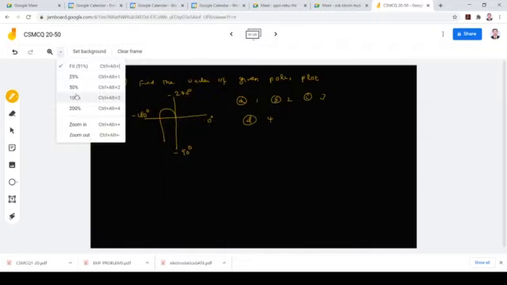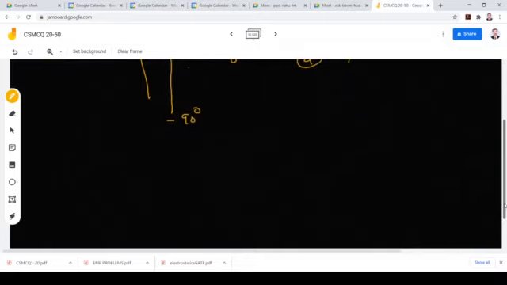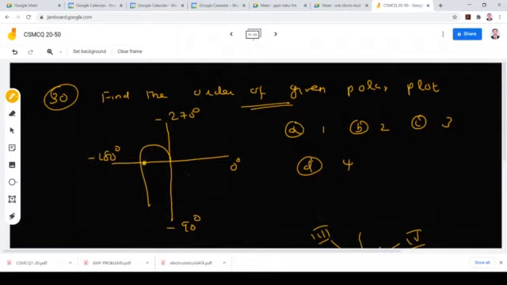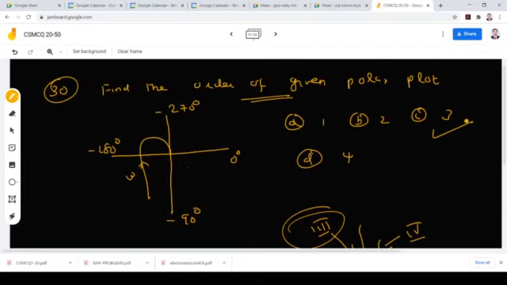Okay, next we will see. What about this question? Find the order of the given polar plot. Whenever you want to find order, you have to remember this: order means first order, second order, third order, fourth order by quadrant. Order is obtained from the endpoint of the polar plot. Where it ends, the arrow mark is going like this, so it ends in this quadrant. In this quadrant, the order is 3. So it is a third order system.